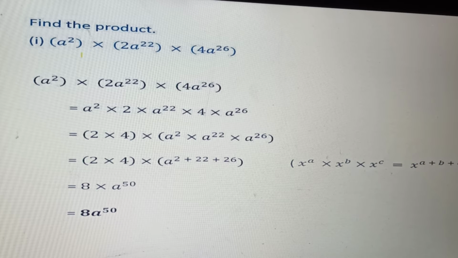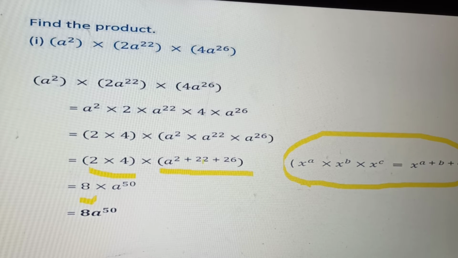Next is find the product of a square into 2a to the power of 22 into 4a to the power of 26. How will we do it? First multiply the numbers, 4 into 2, which is 8. Then a to the power of 2 plus 22 plus 26. You have to use this formula. 2 plus 22 is 24, 24 plus 26 is a to the power of 50. Answer is 8a to the power of 50. Can we go to the next problem?